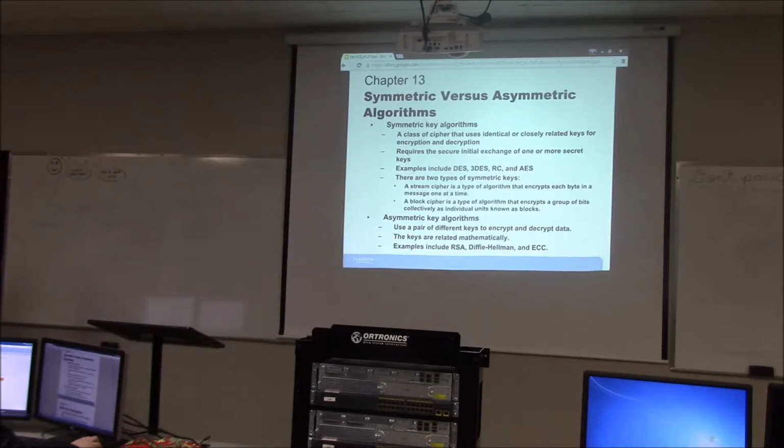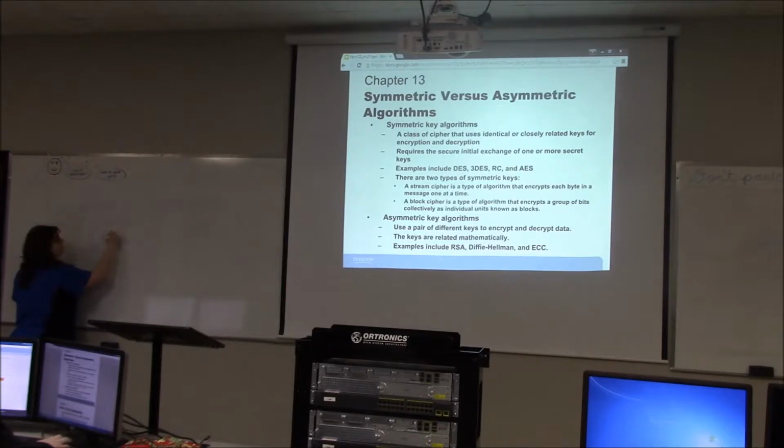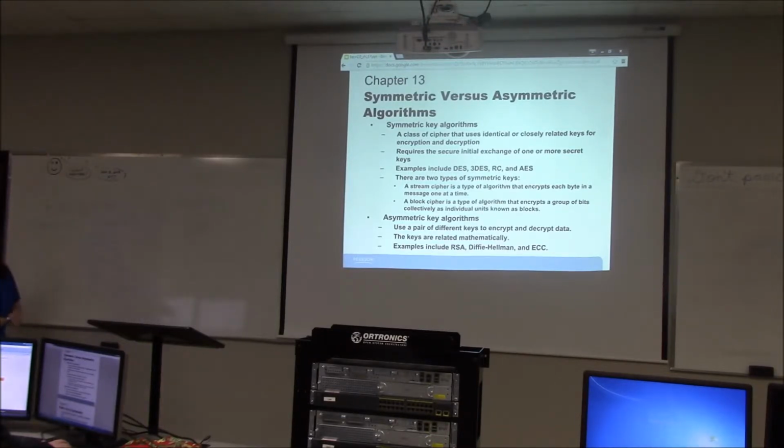So when we talk about symmetric algorithms, we can put those up here on our board. We have DES, the triple DES. That's what we're going to start with. The RC, and the AES fall under our symmetric keys. There's a couple different ways you can do that. You can do a stream cipher, which is just one byte of the message at a time, or a block cipher, which is a predetermined block. 64 bits worth, 128 bits worth, some predetermined amount. The blocks can be different sizes.